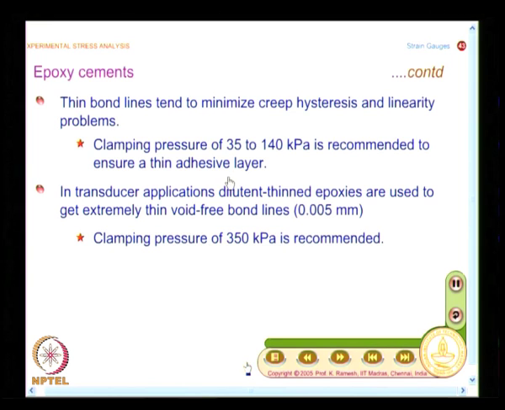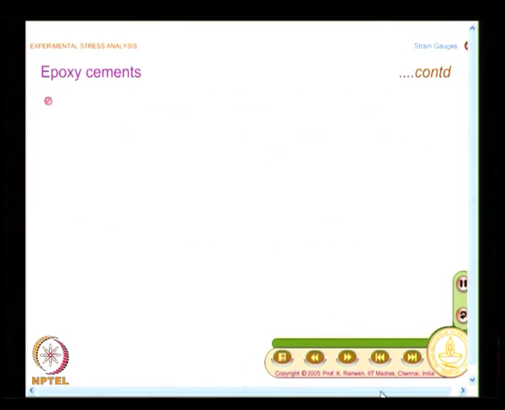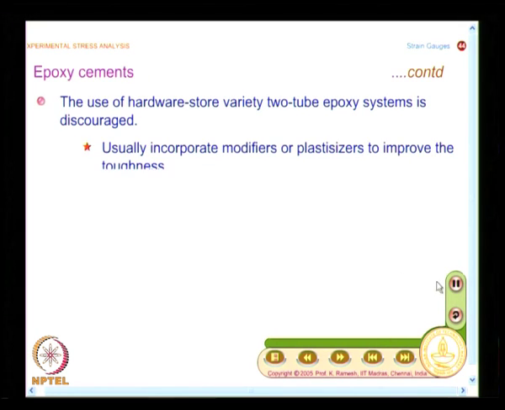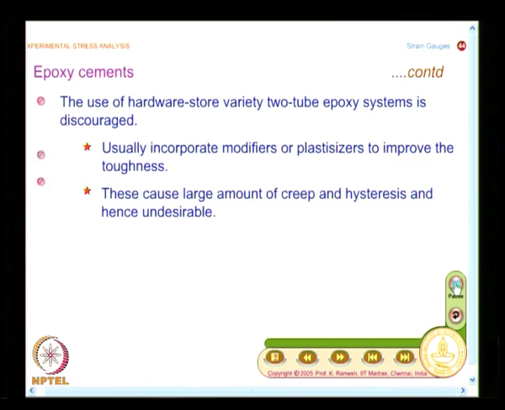So, what you find is we want to have thin bond lines. You can also have extremely thin bond lines; both are possible by increasing the pressure and also thinning the epoxies appropriately. And another caution: I have read in the class that epoxies can be used, but you can't go and buy M-seal, which is a putty, and say that is also an epoxy, why do not I mix them together and then put it.